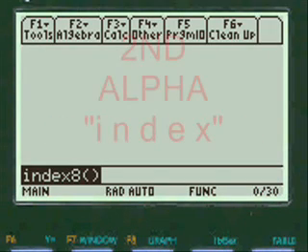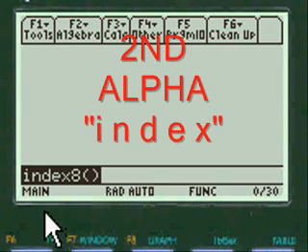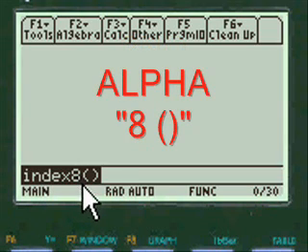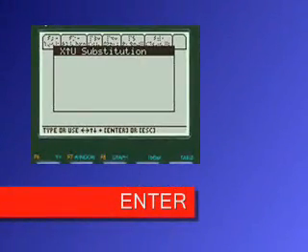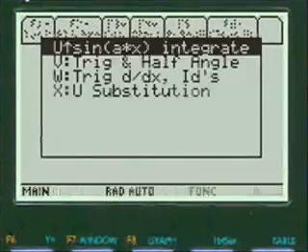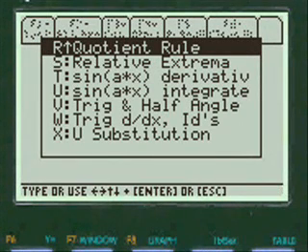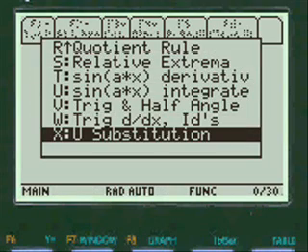And let's get started. Second, alpha, INDEX, the letters, and you press alpha to put 8 in the open and close parentheses. Press enter, you're into my menu. You can scroll down or up to that U substitution. It's all alphabetical. So we'll get to U substitution here.